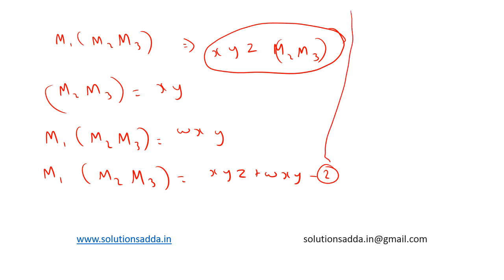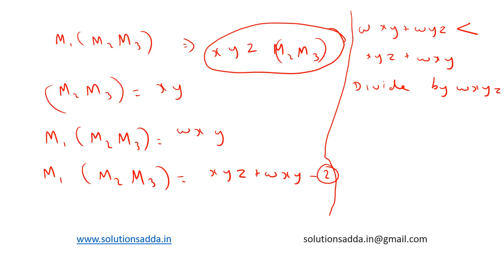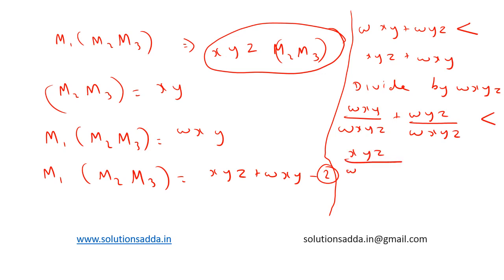Now, assume this as follows. That is, to have a lesser time of computation, the constraint is that w, x, y plus w, y, z should be less than x, y, z plus w, x, y. Divide this equation by w, x, y, z. We'll be getting w, x, y by w, x, y, z plus w, y, z by w, x, y, z will be less than x, y, z by w, x, y, z plus w, x, y by w, x, y, z. This will give us a value as follows.